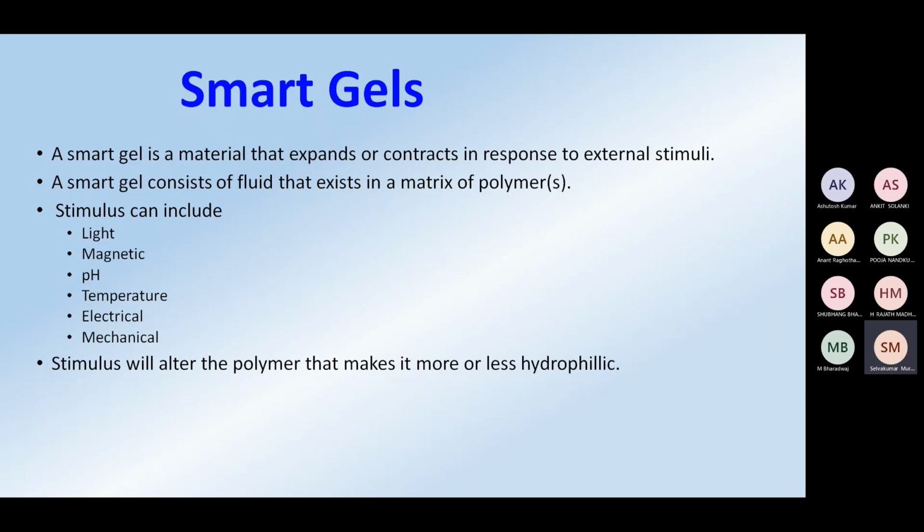The smart gel is a material which expands on contact in response to external stimuli, consisting of fluid that exists in a matrix of polymers, which is called a hydrogel actually. In fact, we have seen some examples for cancer therapy with the help of laser light, how they release the drug, etc. So that is also one of the examples, as well as the magnetic field.